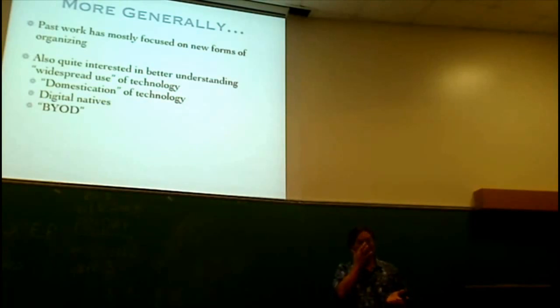But now, individuals have way better technology than most companies have. People own laptops that are as powerful as anything that they have at work. They have cell phones which are in fact better connected than the systems that they use at work. People have referred to this in a variety of ways: domestication of technology or digital natives.